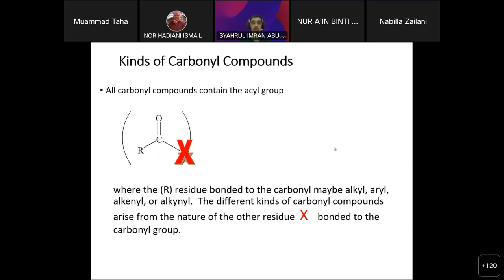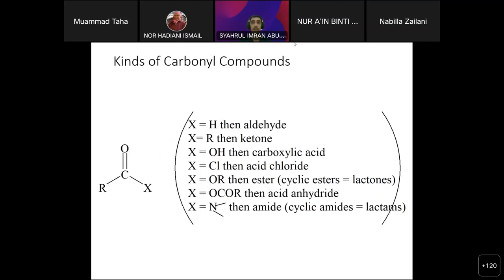Next slide. These are based on the X. If X is H, then it is an aldehyde. If X is a carbon chain, it is a ketone. The carbon chain can be a simple carbon chain or it can be an aryl group as well. If it is OH, then it becomes a carboxylic acid, and if it is chlorine or bromine, then it becomes an acid chloride, and if it is OR, it becomes an ester.